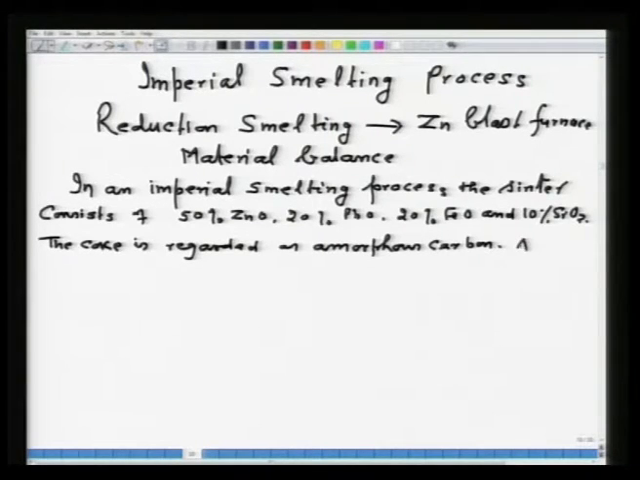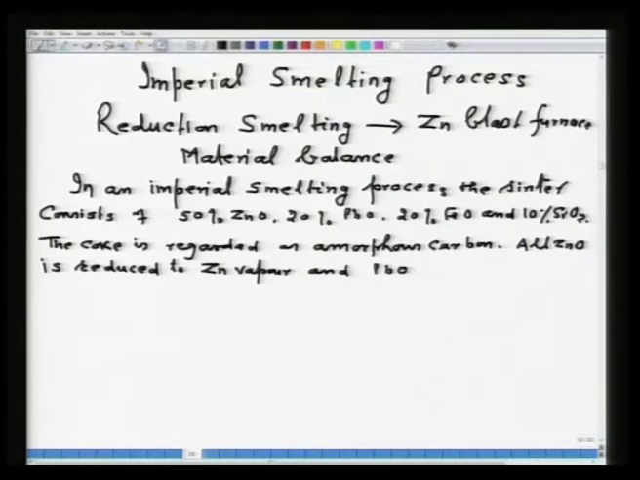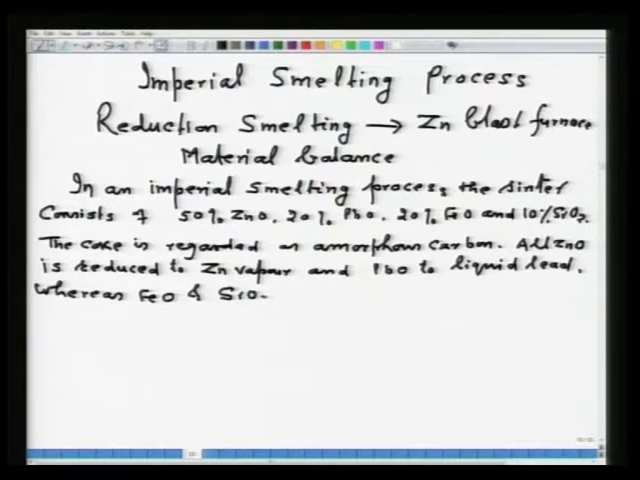Now, condition: all ZnO is reduced to zinc vapor and lead oxide to liquid lead, whereas FeO and SiO2 form a molten slag.